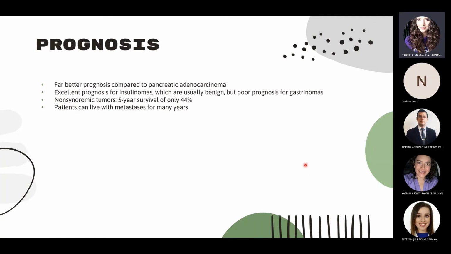The prognosis is much better compared to pancreatic carcinoma, adenocarcinoma, and excellent for insulinomas, which are usually benign, but poor for gastrinomas. Non-syndromic tumors have a 5-year survival of only 44%, and the patients can live with metastases for many years.